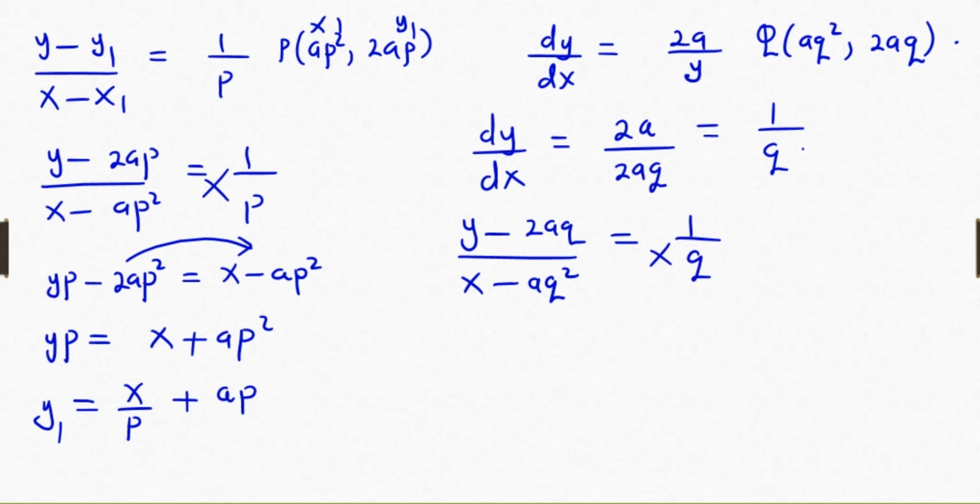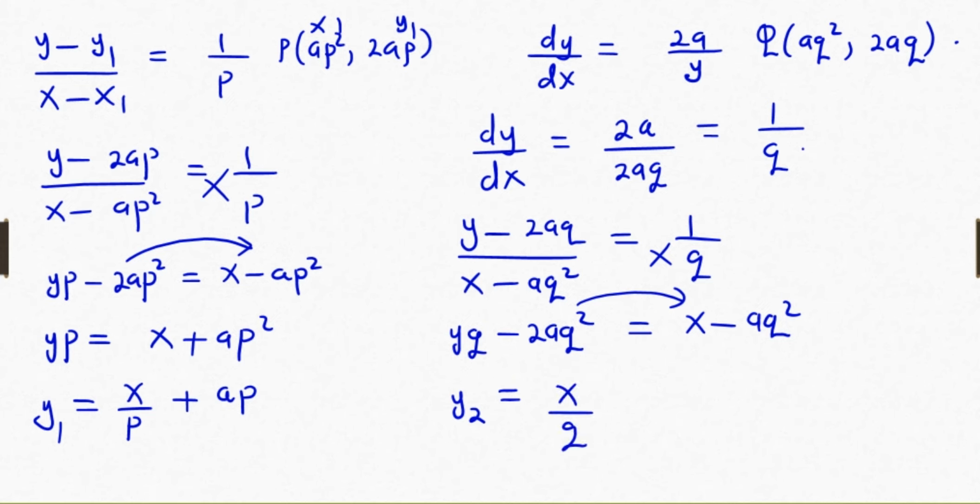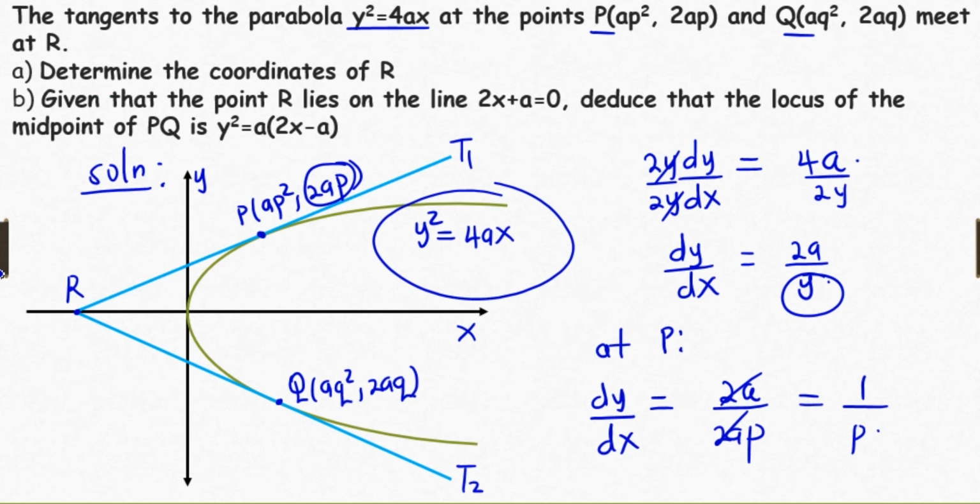So we cross multiply and we shall have qy minus 2aq squared, everything equal to x minus aq squared. So we transfer negative 2aq squared to the right. So we shall have y2 equal to x divided by q, then plus aq. But don't forget that they told us that these two tangents meet at R. So we are going to say at R, y1 is equal to y2.